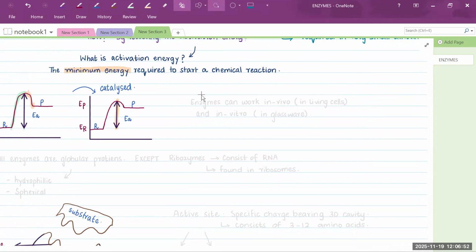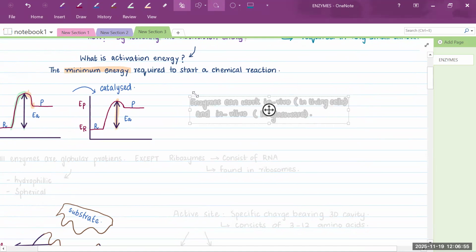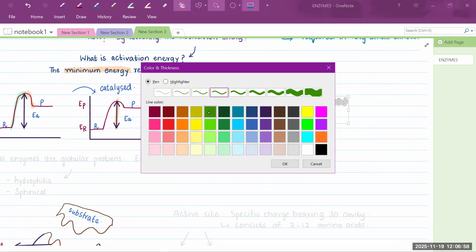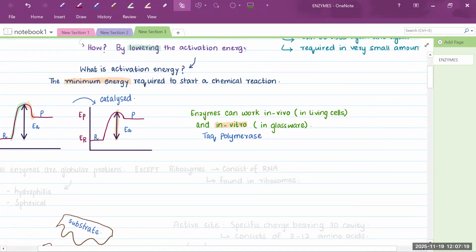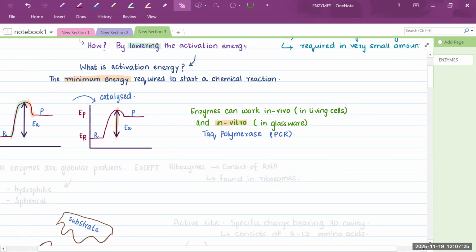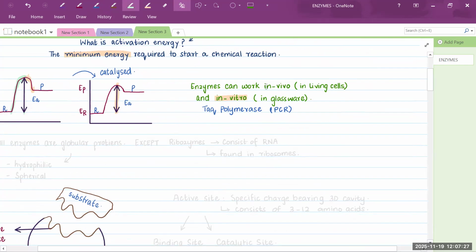Also, we have to know that enzymes can work in vivo, that is, in living cells, as well as out of living cells, that is, in vitro. An example of an enzyme working in vitro is Taq polymerase, which you'll also read about in biotechnology, but it is used in PCR, polymerase chain reaction, and we do not do it inside living cells, we do it outside of living cells, right?